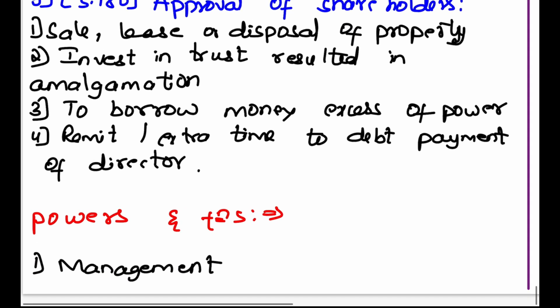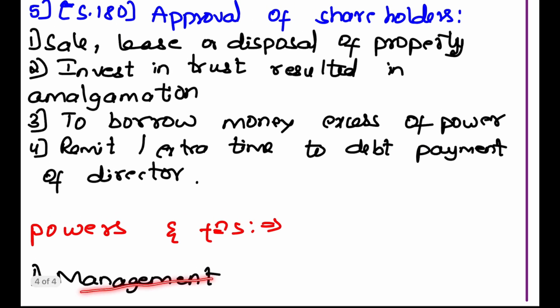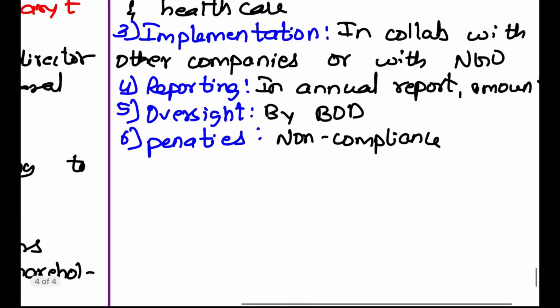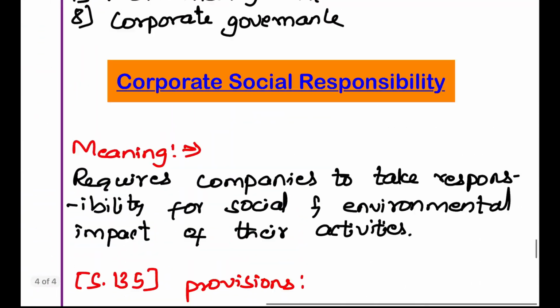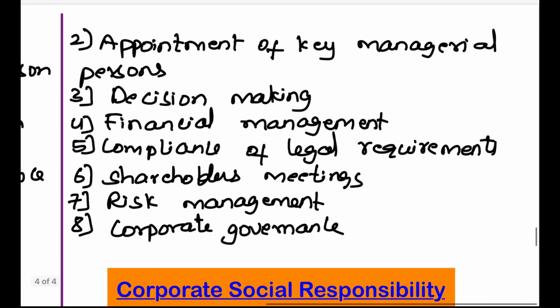Powers and functions of the Board of Directors. First is management. The company's management is their power. Then appointment of key managerial persons like managing directors, etc. Then decision making in important matters. Then the financial management of the company, and compliance with legal requirements, ensuring that the company is following all the legal requirements. Then conducting shareholder meetings. Then risk management of the company and corporate governance of the company are the powers and functions.